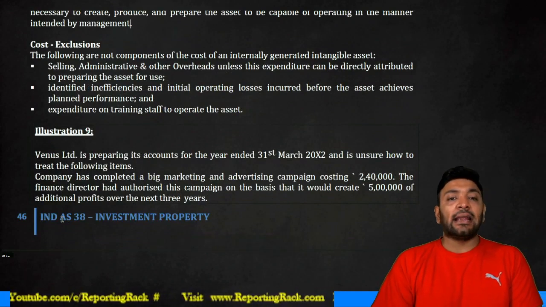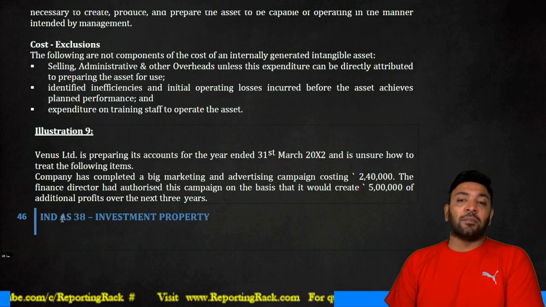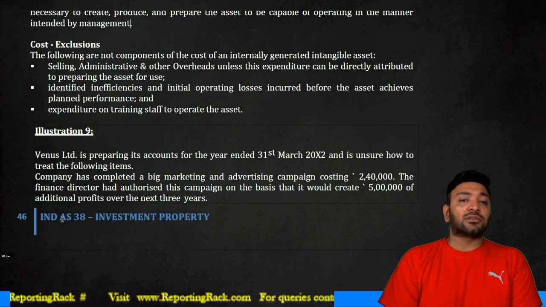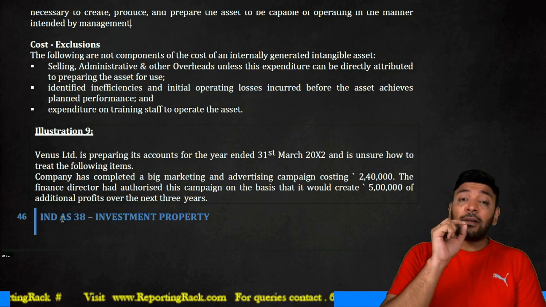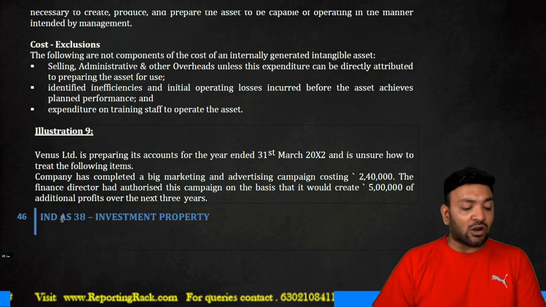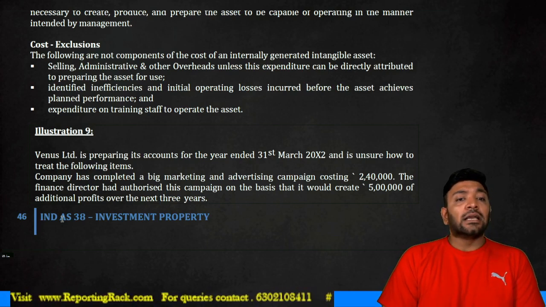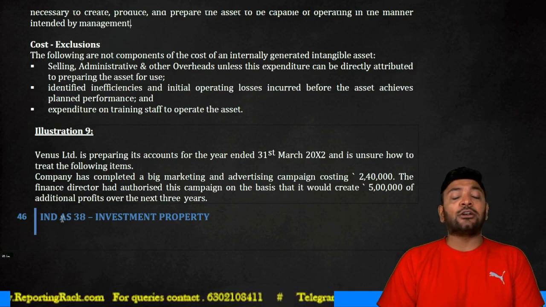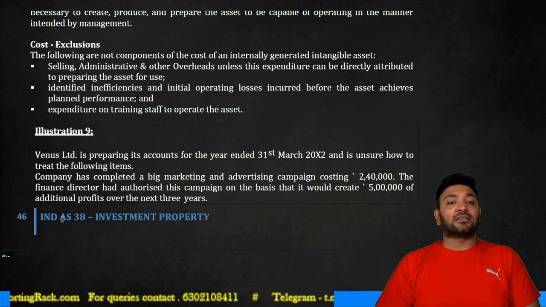Venus is preparing its account for the year ended 31st March. He is unsure on how to treat the following items. So you will have to give the treatment item by item, guys. Each item separately you have to specify what is the accounting treatment. The company has completed a big marketing and advertisement campaign costing 2,40,000. Now what is your take on this?